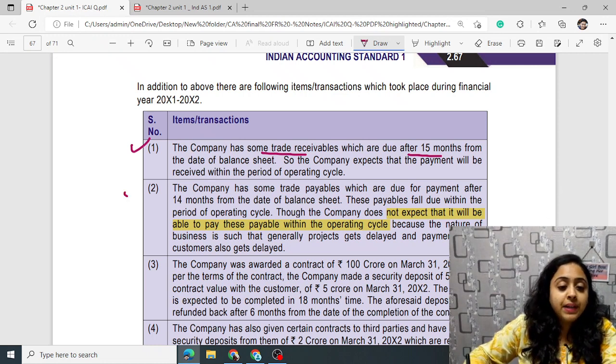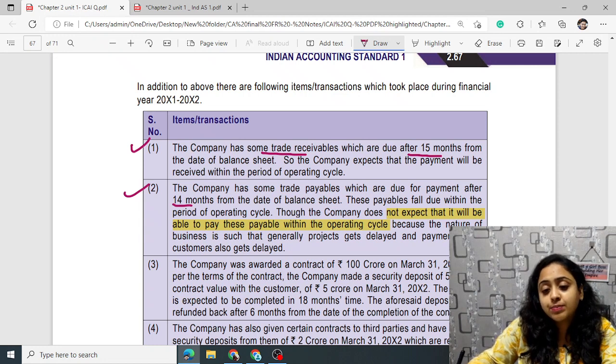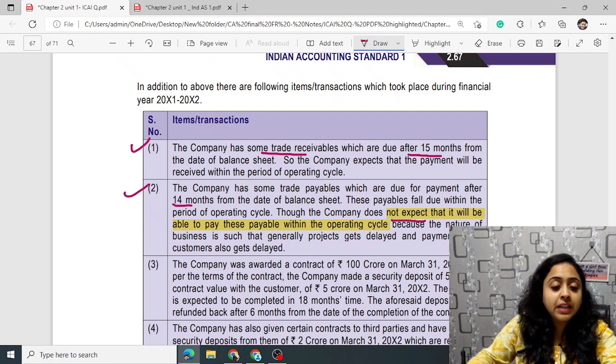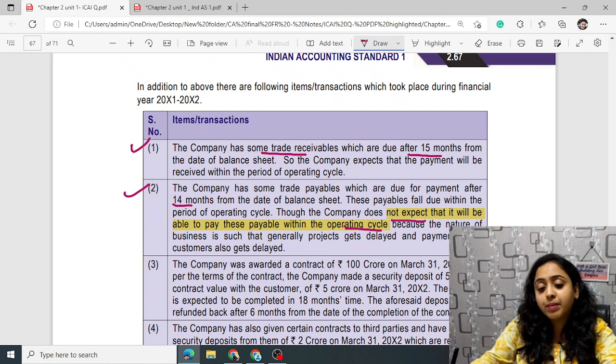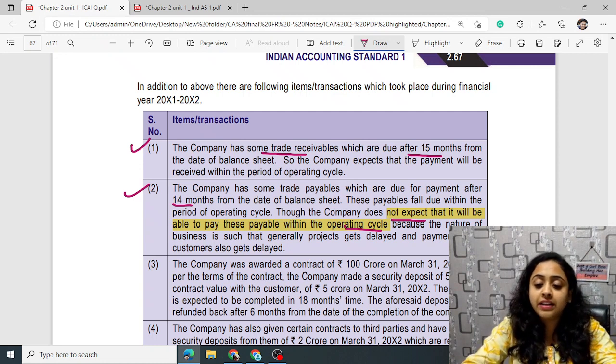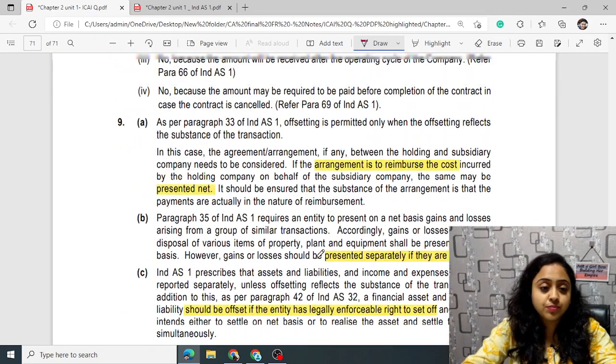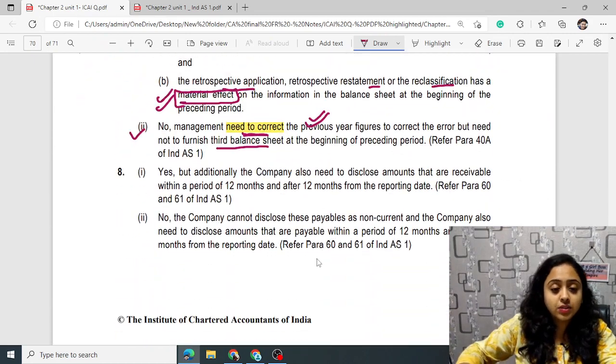Second, the company has some trade payables which are due for payment after 14 months from the date of balance sheet. These payables fall due within the period of operating cycle. The company does not expect that it will be able to pay these payables within the operating cycle, because the nature of the business is such that projects generally get delayed and the payments from customers also get delayed. Okay, answer 2. So yes, and it will be considered as current.